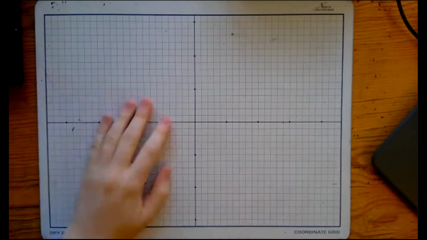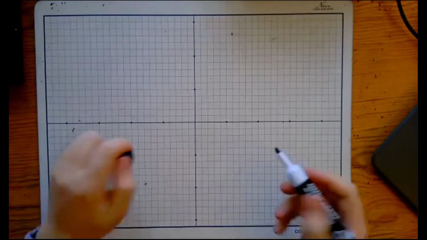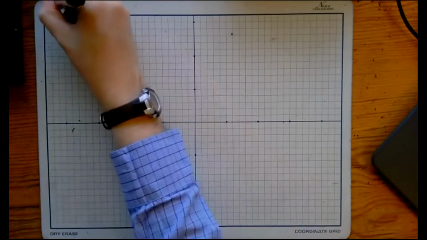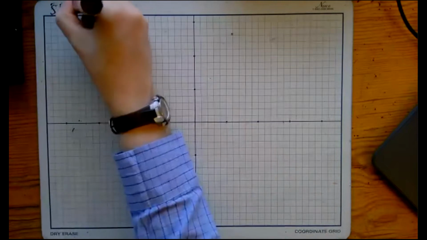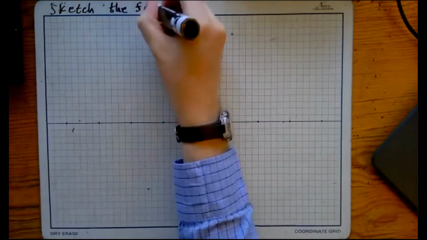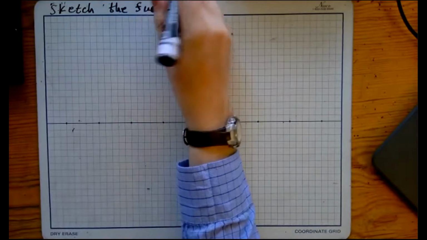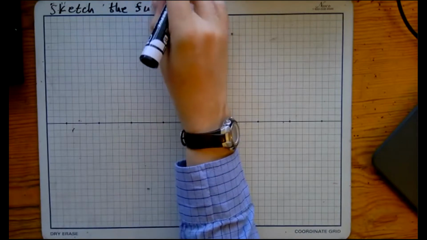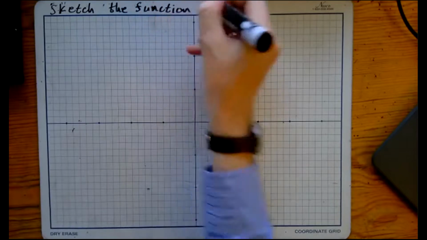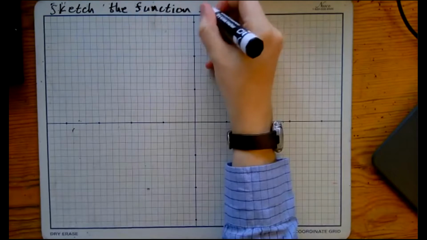So let's do one where we don't bother with the table, and we'll just make a sketch based on what we know about the shape of the functions. Sketch the function f of x.